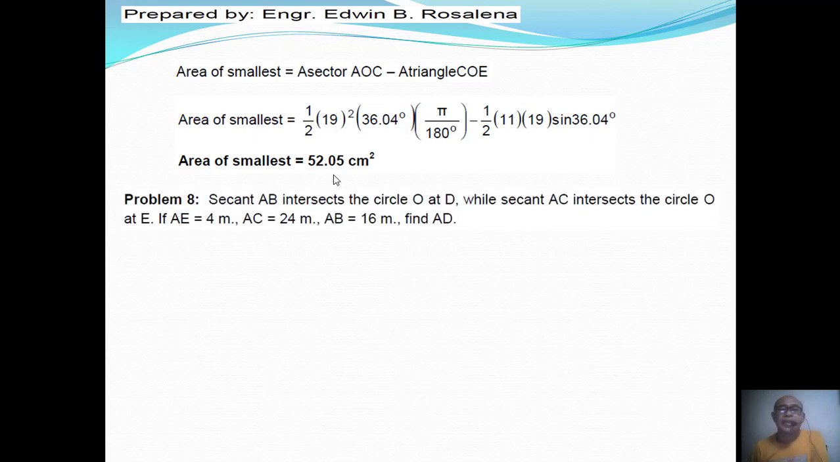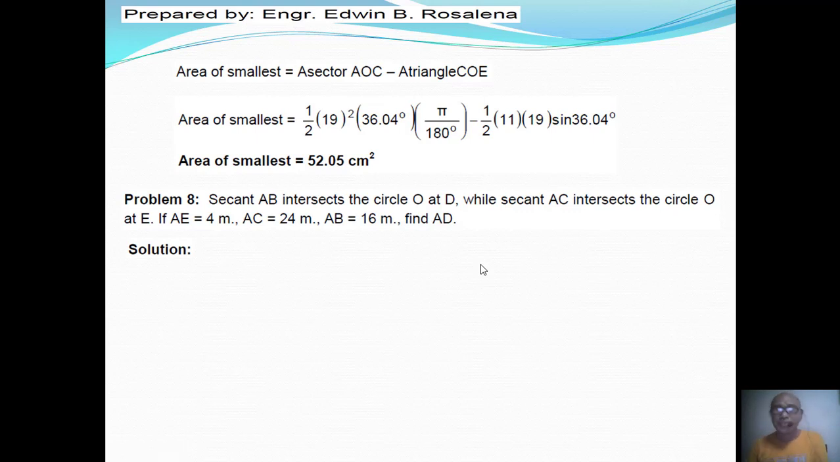Okay. Number 8. Secant AB intersects the circle O at B. Ano na naman to? Secant AB intersects circle O at B, while secant AC intersects the circle O at E. If AE equal to 4, AC equal to 24, AB equal to 16, find AD. Okay, fine.